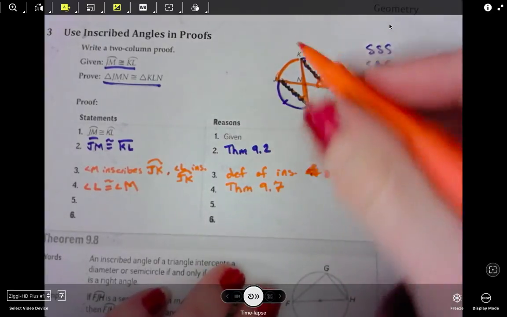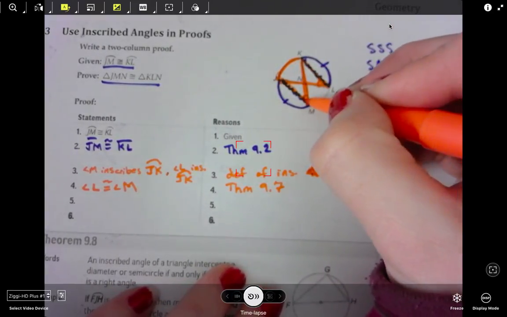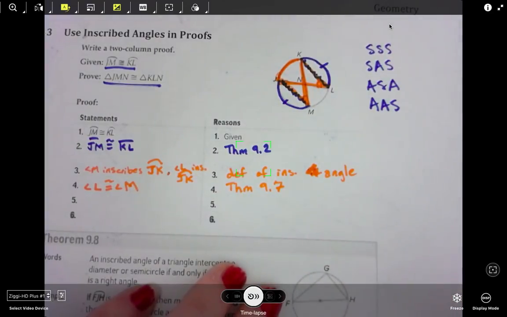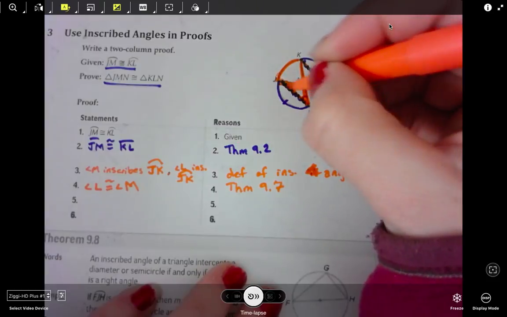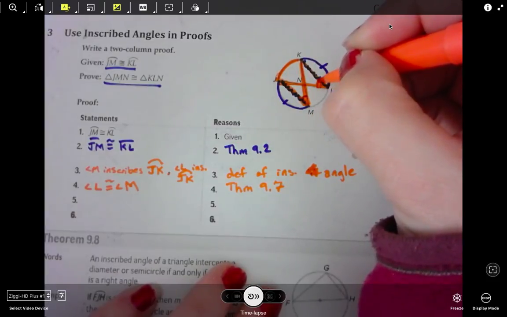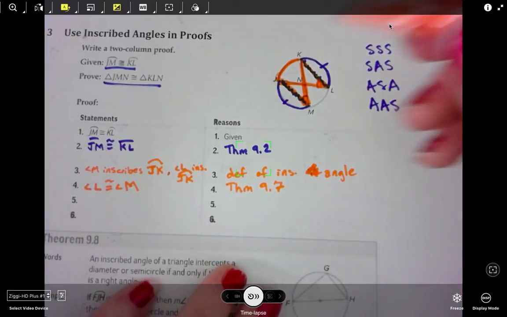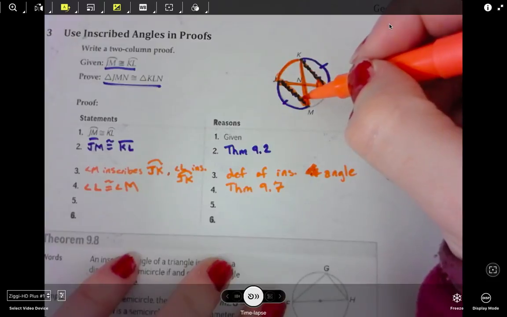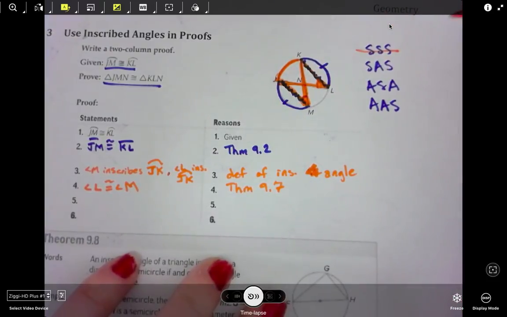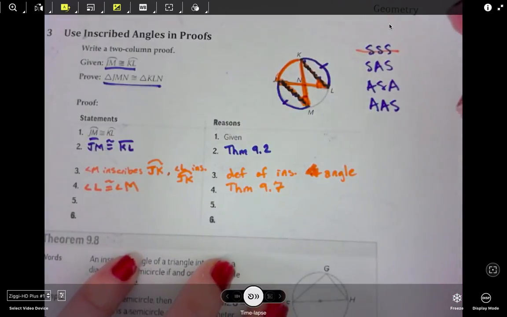But theorem 9.7 says that if this arc is made by this angle and by this angle, then L and M have to be the same size, okay? So now looking at each one of these triangles individually, I have this angle and this side is the same as this angle and this side, okay? Now there's one more thing that I need to have out of those triangles. I know that side, side, side is not going to be what I use, right? Because I have two angles here. So I'm either going to use side, angle, or angle, side. One of those two, okay?